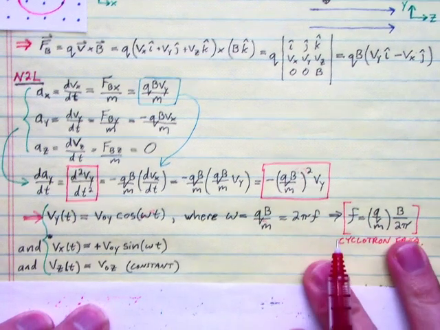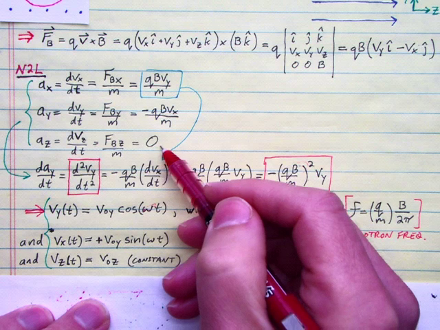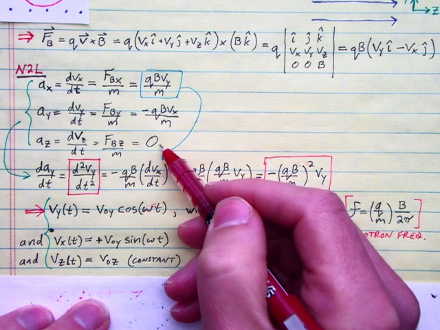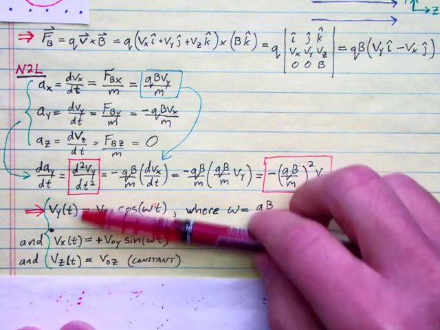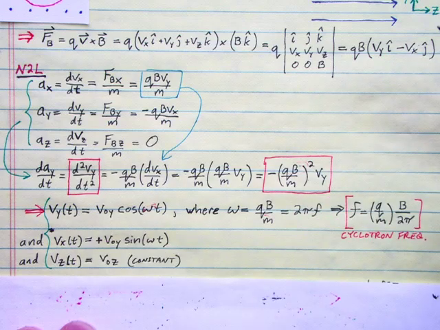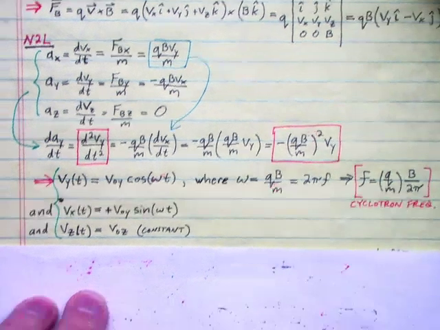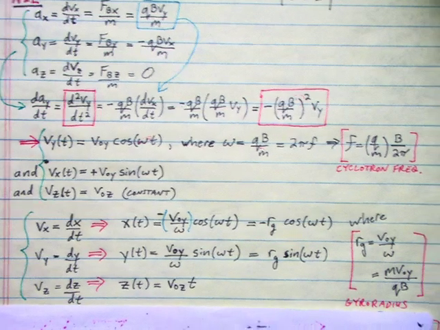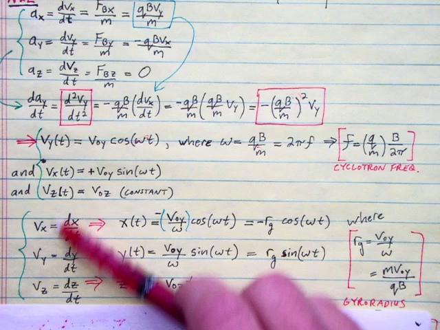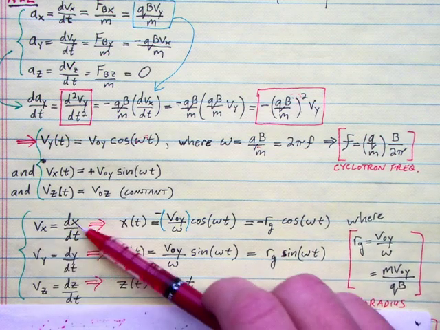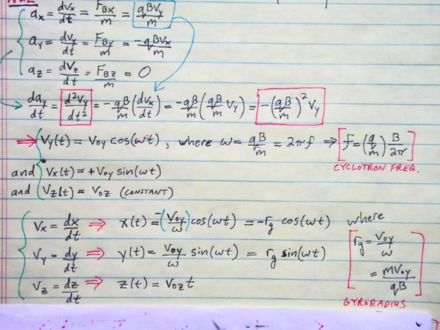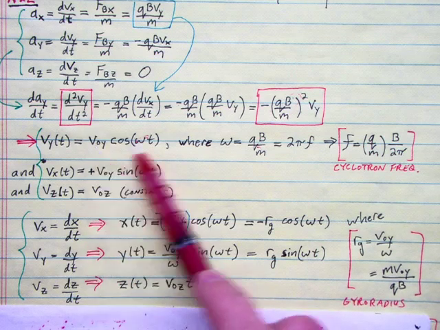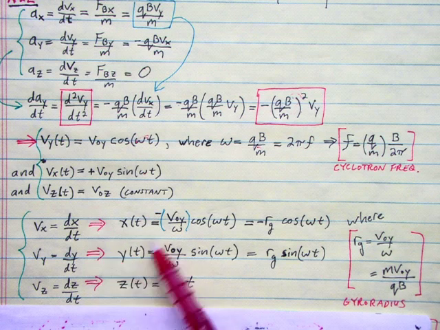Vz as a function of time is just a constant as previously noted, since there is no magnetic force in the z direction. And now, with our 3 components of the velocity, we can find the 3 components of our position, x of t, y of t, and z of t. We know that Vx, Vy, and Vz are just the derivatives, dx dt, dy dt, and dz dt. So we integrate these 3 functions to find our 3 position functions.